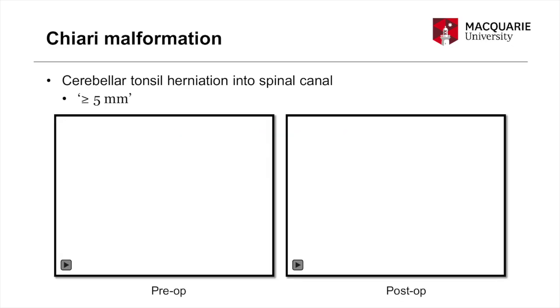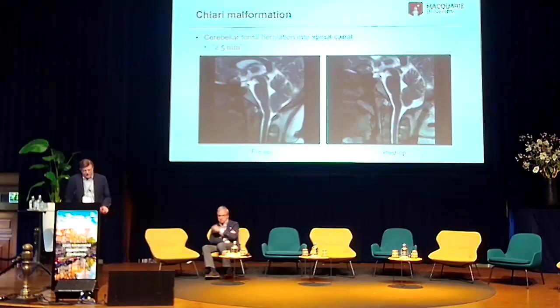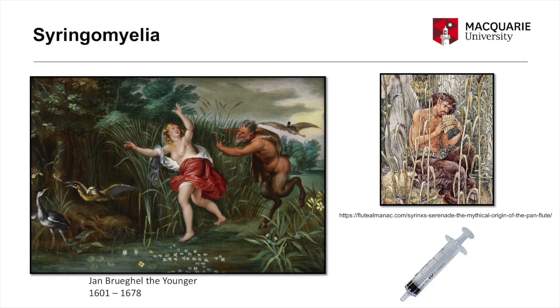And sometimes, as in this case, the herniation is less than 5 millimeters, but the patient's still very symptomatic. And we find assessment of those patients to be improved by doing dynamic imaging. I hope you can see here that the cerebellum is actually pulsing with each cardiac pulsation. This patient has very typical Chiari symptoms, responded very well to posterior fossa decompression, but didn't really meet the criterion of 5 millimeters of herniation.